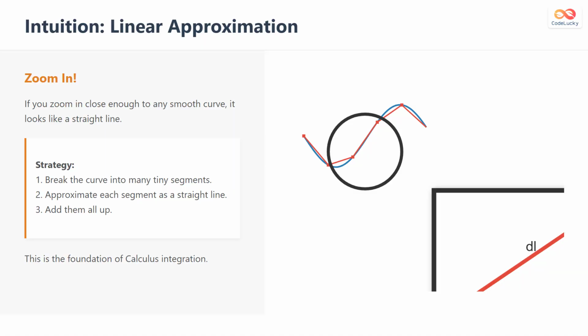To solve this, we use a fundamental idea of calculus: linear approximation. Imagine zooming in very close to a specific part of the curve. If you zoom in enough, that tiny section looks almost like a straight line. Our strategy is to break the entire curve into infinitely many tiny segments, treat each one as a straight line, and then add their lengths together.